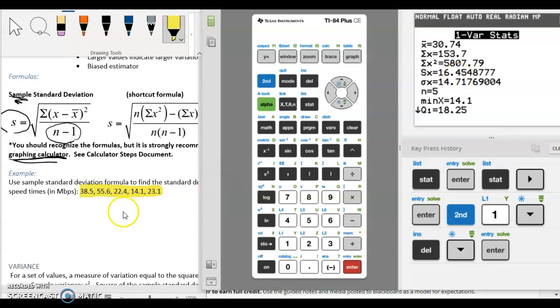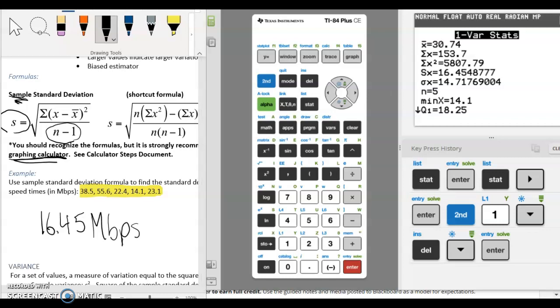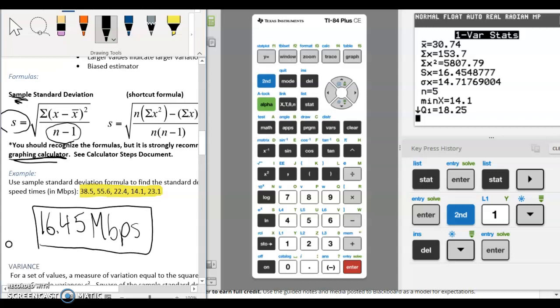16.45 because our original data went out 1 decimal place, and our sample standard deviation should go out 1 more decimal place than the original data. So let's write that down. Our final answer would be 16.45 megabits per second.